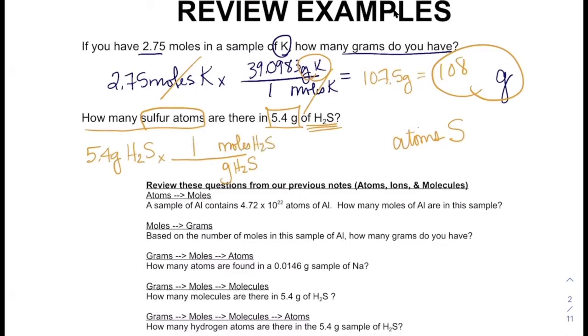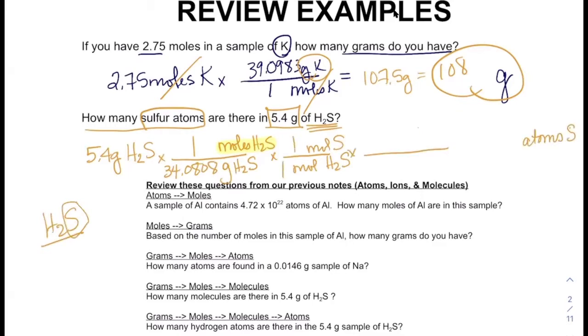So for every 1 mole of H2S, if we look up the molecular weight of sulfur and 2 hydrogens on the periodic table, that comes to 34.0808 grams in 1 mole. The next step is to get from moles of H2S to moles of sulfur, so that we're working towards what we're looking for. So if I put moles of H2S on the bottom and moles of S on the top, for every mole of H2S, there's just 1 S. So it's going to be 1 to 1. And so I know that moles of sulfur is going to go on the bottom.